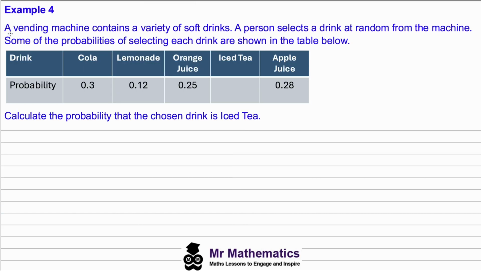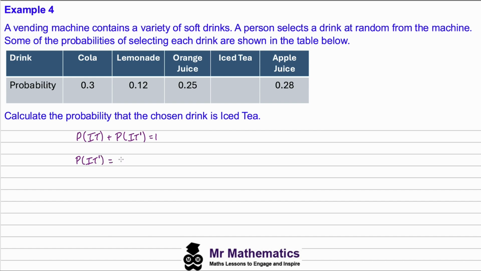So in example 4, we're told that a vending machine contains a variety of soft drinks. A person selects a drink at random from a machine. Some of the probabilities of selecting each drink are shown in the table below. Calculate the probability that the chosen drink is iced tea. So do you want to try this question yourself? You can pause the video and come back when you're ready. So our events are either it is iced tea or it isn't, which is the complement of that, IT'. Together they make 1.